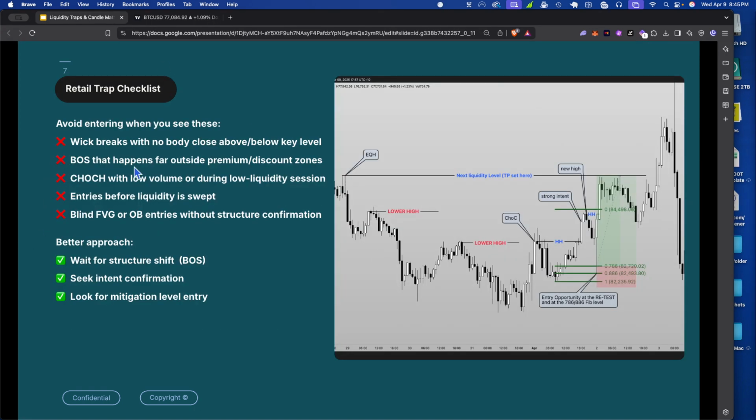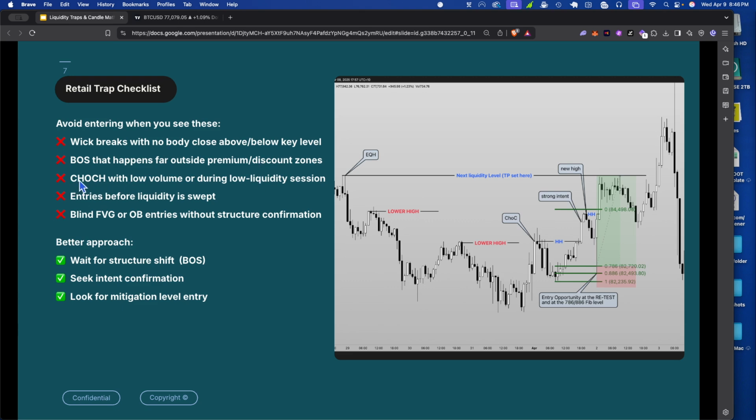Also avoid a break of structure that happens far outside the premium discount zone, and we'll talk about the premium discount zones. If you watched our episode from a couple of weeks ago, we talked about this extensively. These are the Fibonacci levels, right? We talked about the premium and the discount zones. If you don't know what they are, please make sure that you go back and watch that live, because we went into pretty good detail on that.